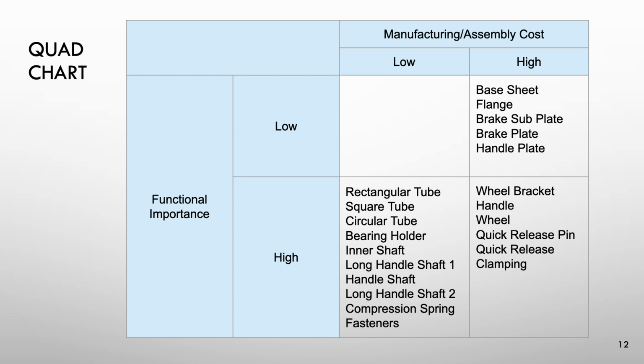Here, we classified parts based on their manufacturing and assembly cost and their functional importance. This is meant to help us consider elimination or to let us know if we need to keep some parts as they are.